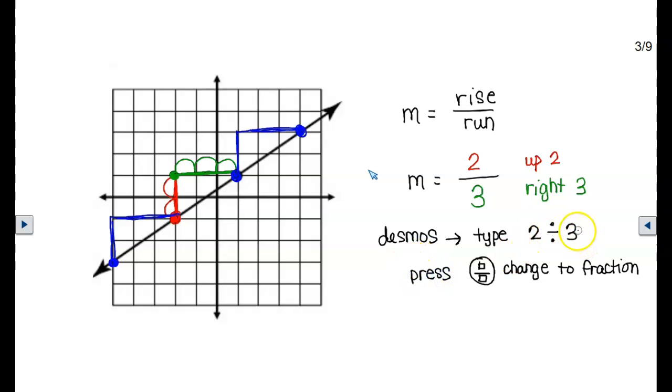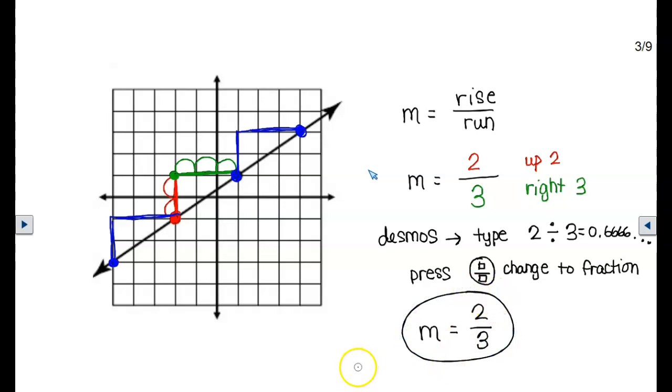So when you type in 2 divided by 3, you should get 0.66666 and so on. It keeps going. So then if you'll press this little button, it'll change it back to a fraction for you. And what we find out is that fraction does not simplify, it does not reduce. So +2/3 is the slope for this line.